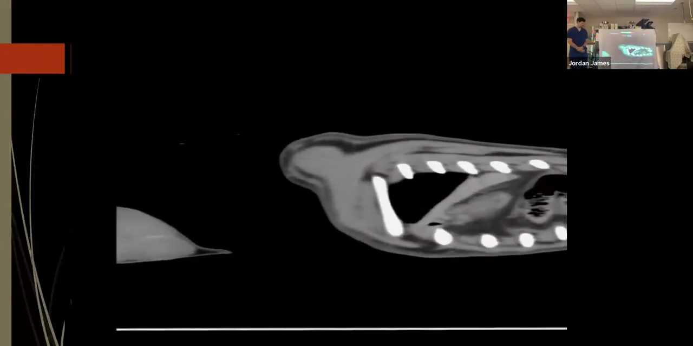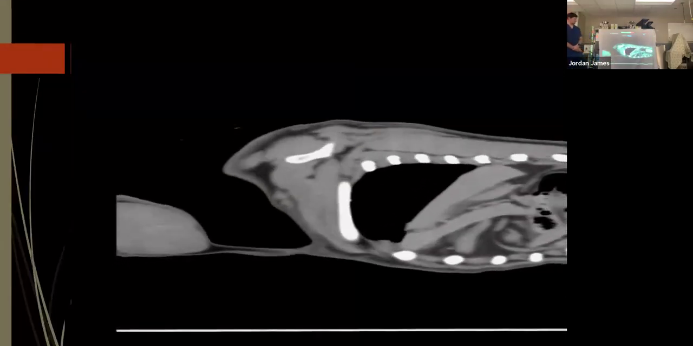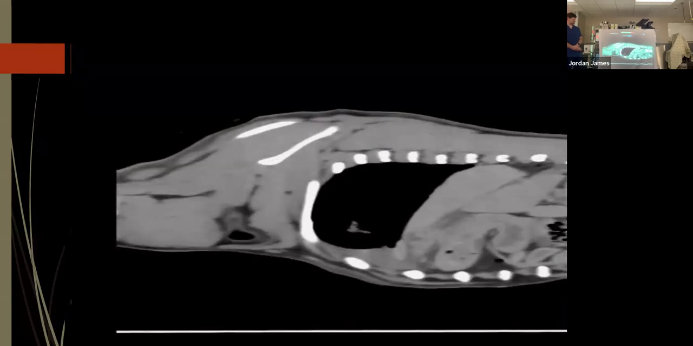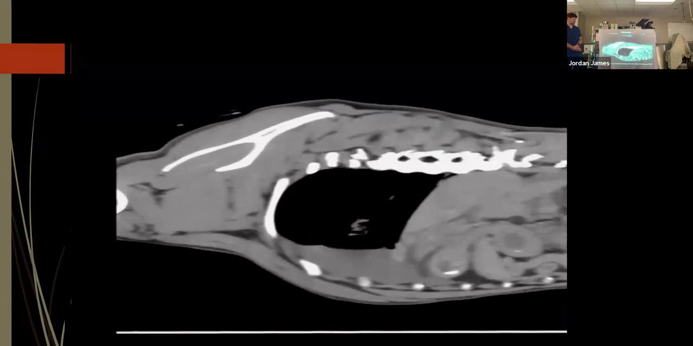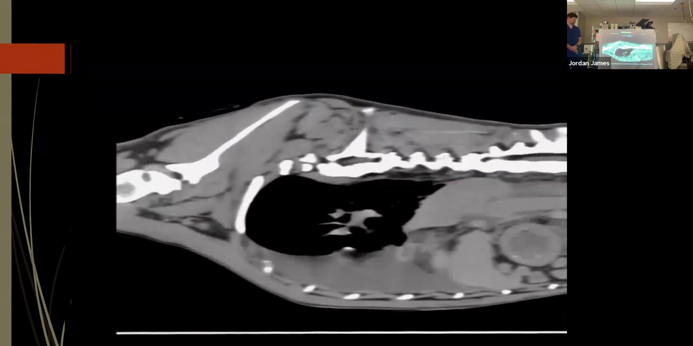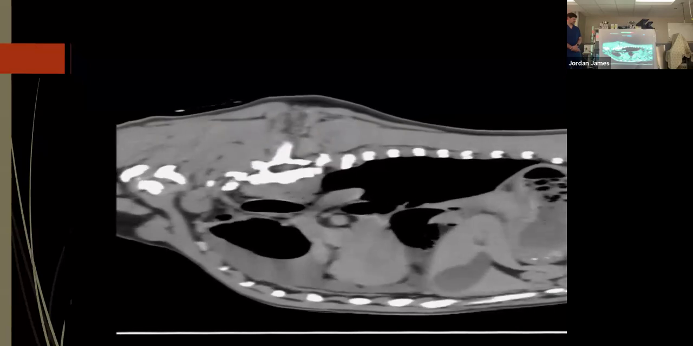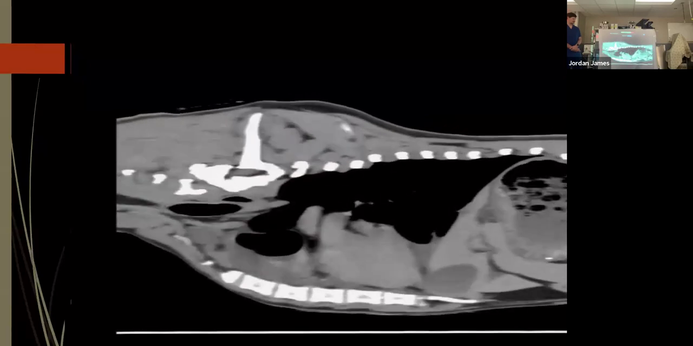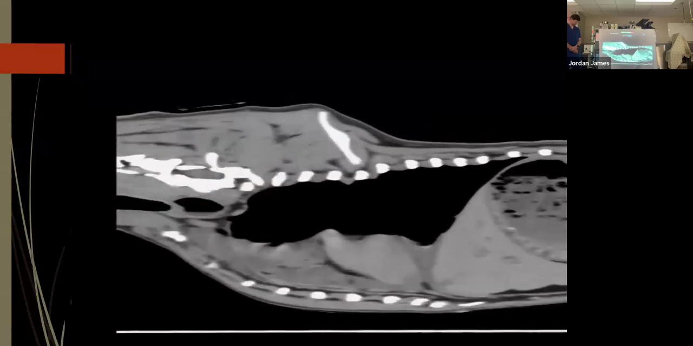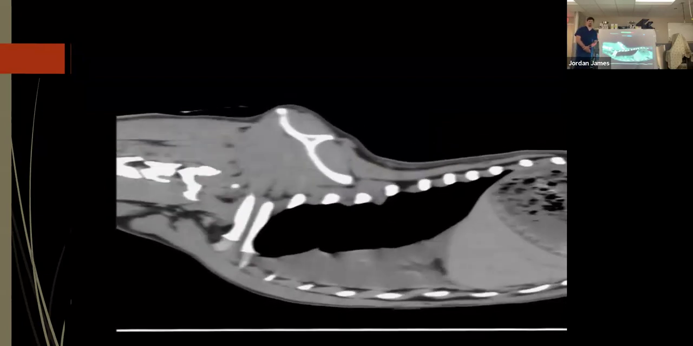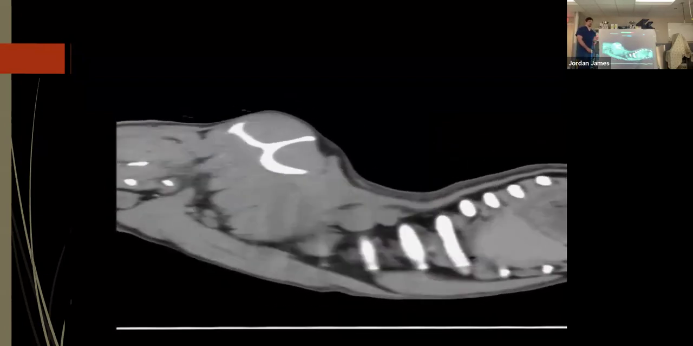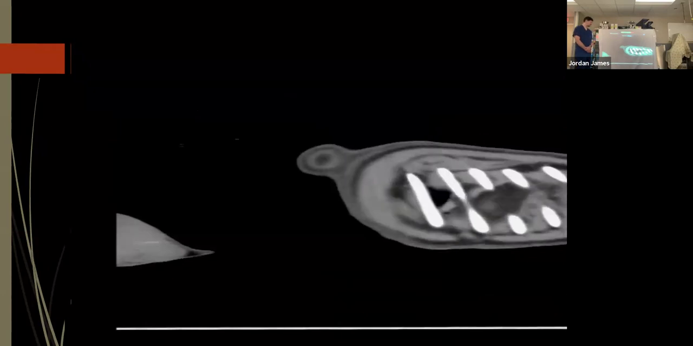CT scan here, as we scroll through, it's hard to see for certain, but you can sometimes see this is going to move forward as it scrolls through and you see the heart. This is probably where the normal margin would be. So it seems to be one-sided. This lateral view from a CT scan perspective isn't the greatest at showing diaphragmatic hernias.